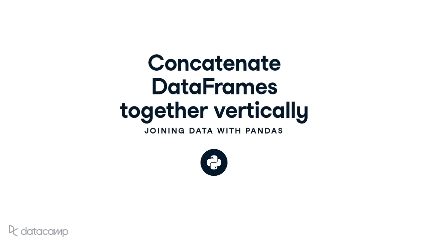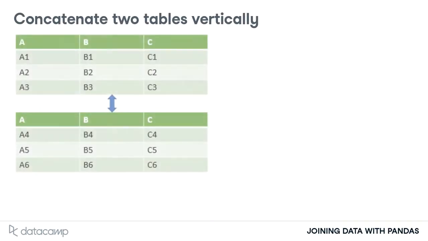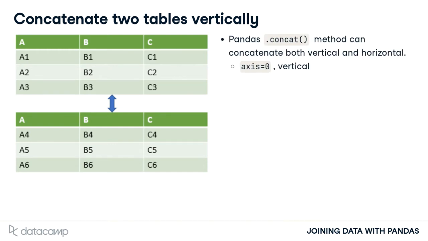Hello there. In this lesson, we'll talk about how to connect two tables vertically. So far in this course, we have only discussed how to merge two tables, which mainly grows them horizontally. But what if you want to grow them vertically? We can use the concat method to concatenate or stick tables together vertically or horizontally. But in this lesson, we'll focus on vertical concatenation.